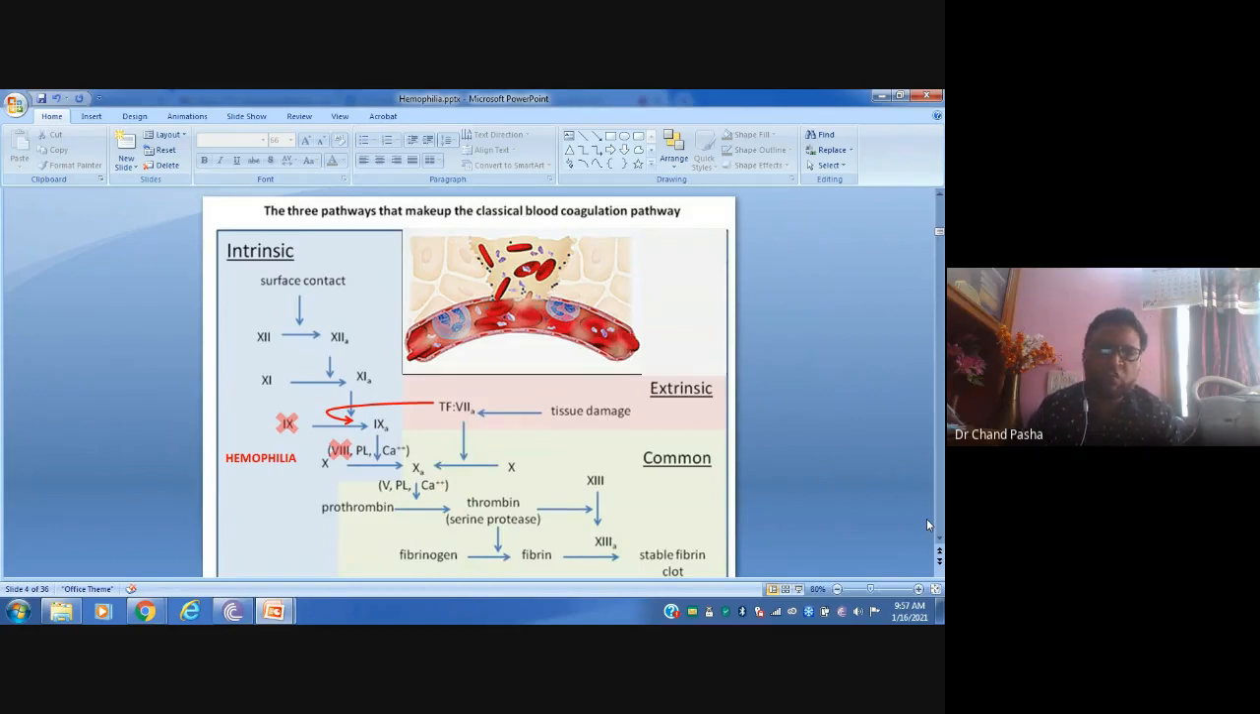The ninth and eighth factors, these two factors play a very important role. Even if there is no eighth factor, it cannot do its own work, and the ninth factor plays a very important role. And one more thing, the tissue factor binds with the seventh factor and activates the ninth factor, and that activation is also inhibited in hemophilic conditions.